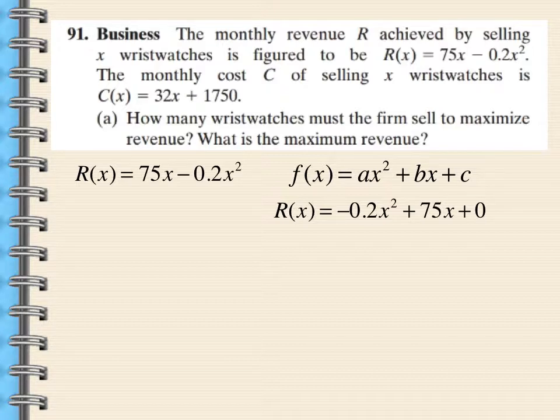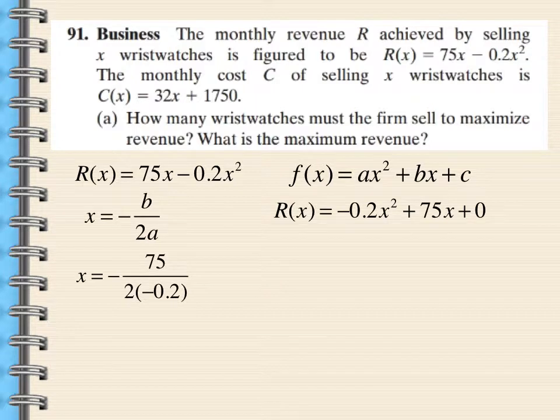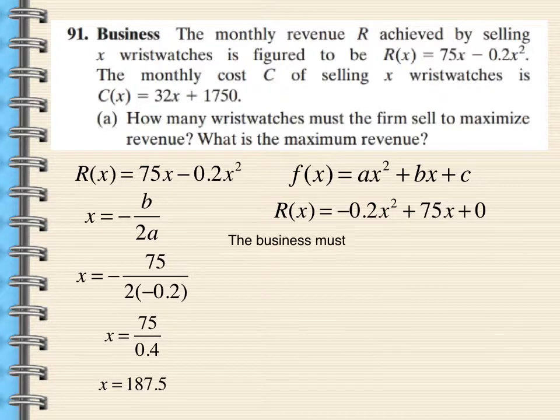Because this function opens down, there will be a high point. We want to know what is the x value at that high point, or that vertex. The formula for the x-coordinate of a vertex is negative b over 2a. So we can substitute into this formula the opposite of 75 over 2 times negative 0.2, and we can simplify, and we get that the business must sell 187.5 wristwatches to maximize revenue.